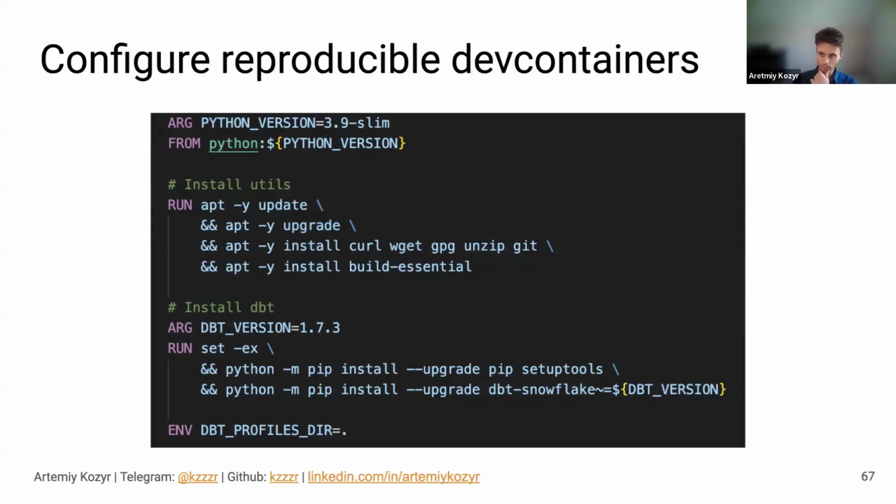So there's a Dockerfile, which is based on a Python image. And on top of this Python image, I install utilities like curl, git, and then kcat, probably anything else. And then I install dbt, being a Python package of a specific version. So dbt is installed as a Python package, and then I set an environment variable, so the dbt profile directory is the current directory.